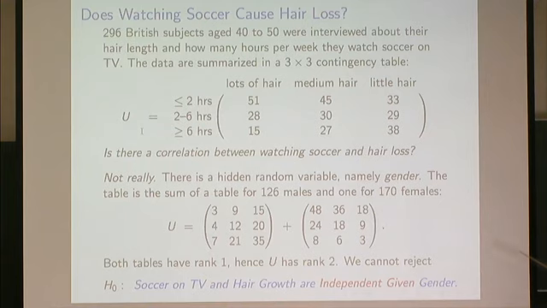So in this example, the male table is exactly rank 1. The female table is exactly rank 1. Well, their sum is rank 2, right? If you have two rank 1 matrices and you add them up, you get a rank 2 matrix. So the conclusion is that we don't have independence, but we have conditional independence. So watching soccer and hair growth are independent given gender.